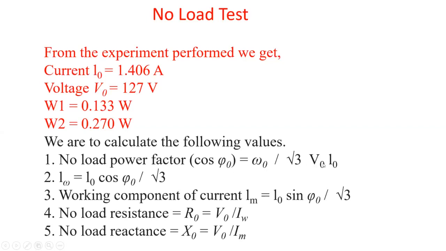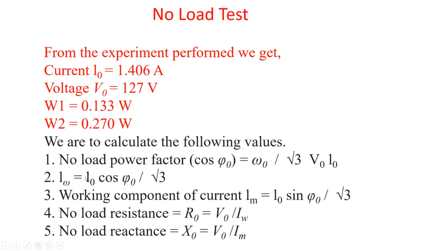You substitute the values over here, take cos inverse of this, and you will get the value of phi 0. So for the no load power factor, cos phi 0, you have got this. If you want the value of phi 0, then you take cos inverse of this, you will get the value of phi 0. Then Iw. If you want to calculate this Iw, it is given as I0 cos phi 0. The cos phi 0 value you have already calculated from the no load power factor, and I0 is this 1.406. So from this, you can get the values like this.